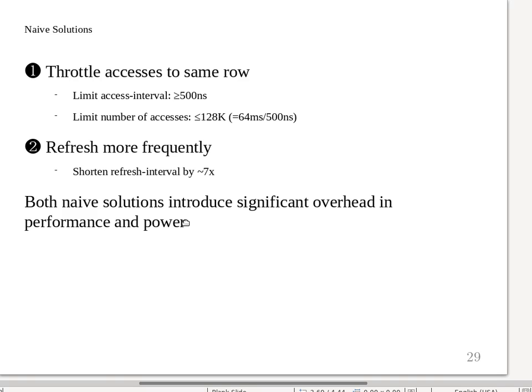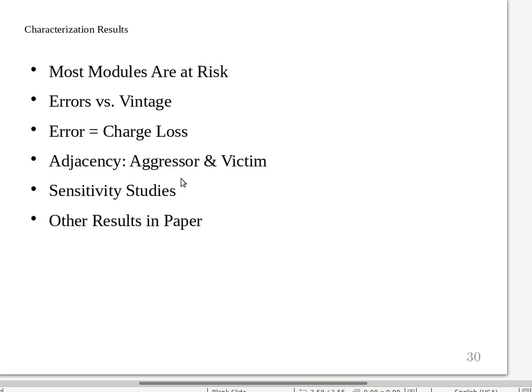So the naive solutions for this are to throttle access time. That is, toggle your DRAM so that it's at least 500 nanoseconds, or slow down your processor. Again, these are not desirable. You can refresh more quickly, but the problem with refresh is that every time the memory refreshes, it's not allowed to access anything, so this slows down memory again. So these two solutions are naive and have a significant overhead to performance and power, because you actually have to increase your power, especially for the second one, in order to cause a refresh. So neither of these solutions is desirable.